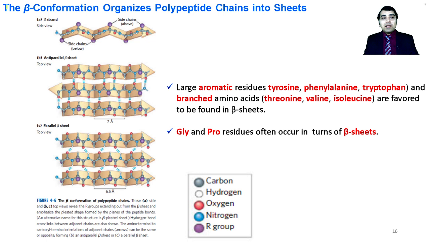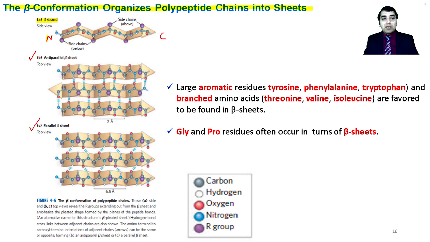So the other secondary structure is the beta conformation. Beta conformation organizes the polypeptide chains into sheets. This is one of the beta strands we can see, and this is in the form of one sheet, and this is the N terminal, and this is the C terminal of the beta sheet. There are 2 types of beta sheets. One is anti-parallel and one is parallel.